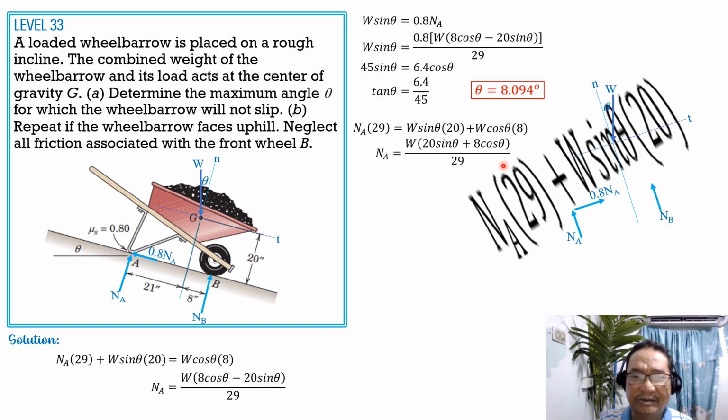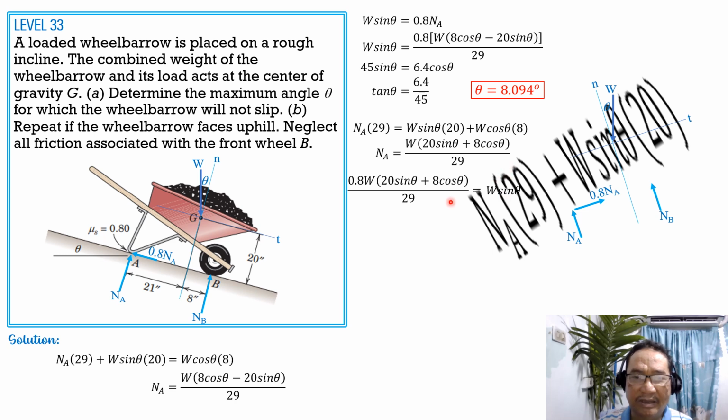Then the second equation is summation forces tangential equals 0. So 0.8 NA equals W sine theta. So it's the same as this, except that the value of the normal component of reaction at A is now W times 20 sine theta plus 8 cosine theta over 29. So 0.8 of normal at A, which is W times quantity 20 sine theta plus 8 cosine theta over 29, is equal to W sine theta.